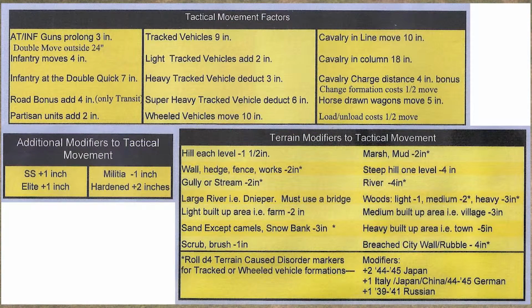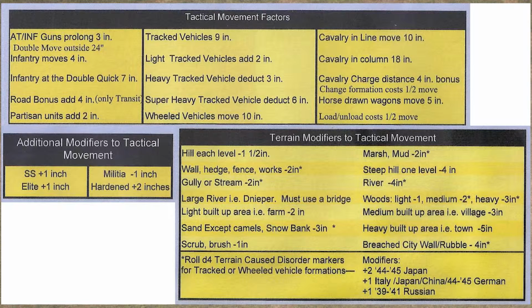Formation movement is relatively simple. As I've already shown you, there are two formations, either the special transit column or the more general deployed. And units simply move the number of inches shown here in the tactical movement factors. For infantry, the standard is a 4-inch move. They can move 7 inches if they move double time, but then they can't move the next turn at all. Everybody, as I've said, gets a road bonus of 4 inches if they're on a road for the whole move and they're in transit column.